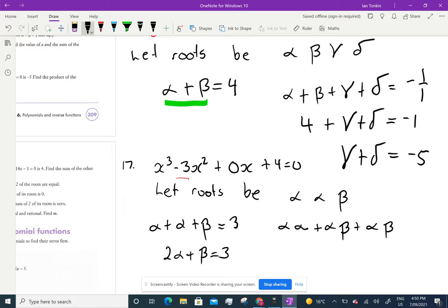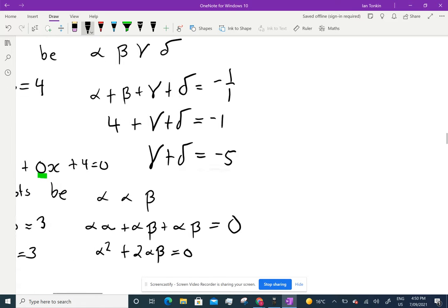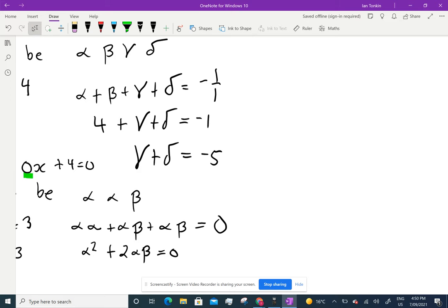And if I sum them two at a time, I get c on a. And c is the one that's in front of the x. So 0 on 1, which is 0. So I get alpha squared plus 2 alpha beta equals 0. Now I don't need the third one, but I'm going to get it anyway.